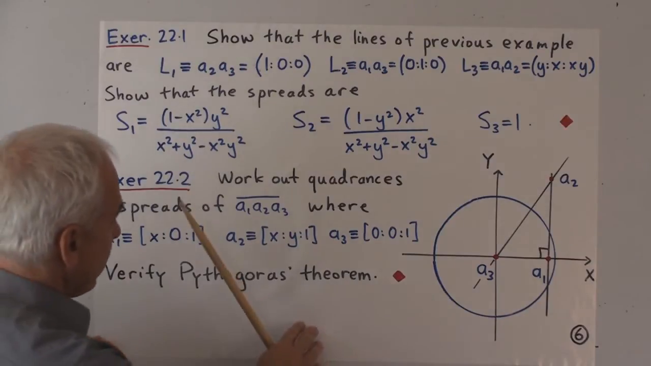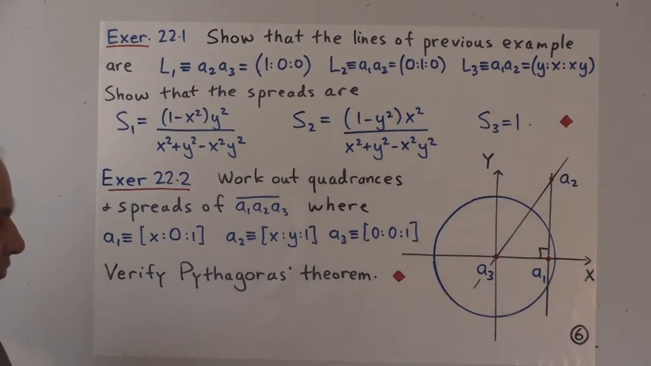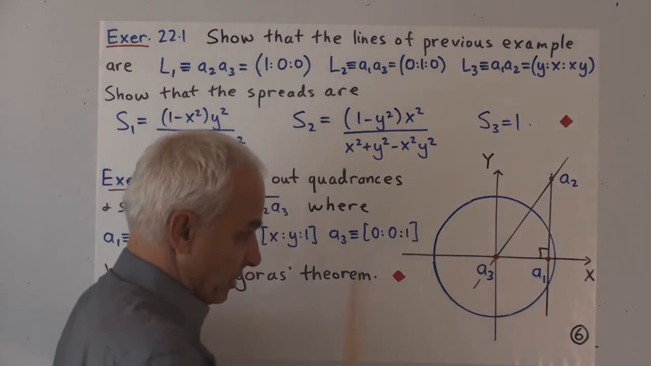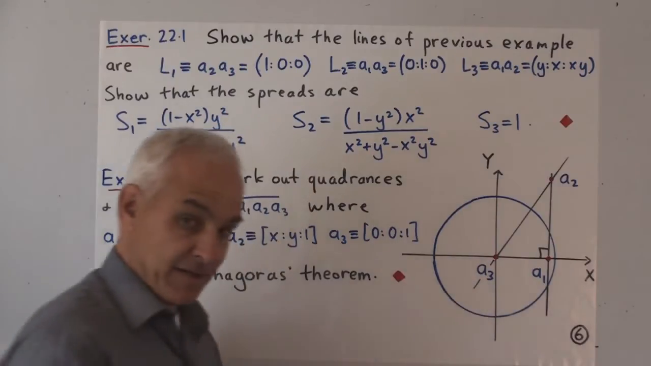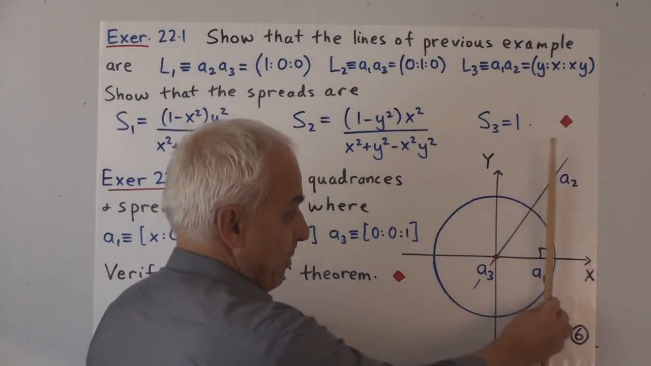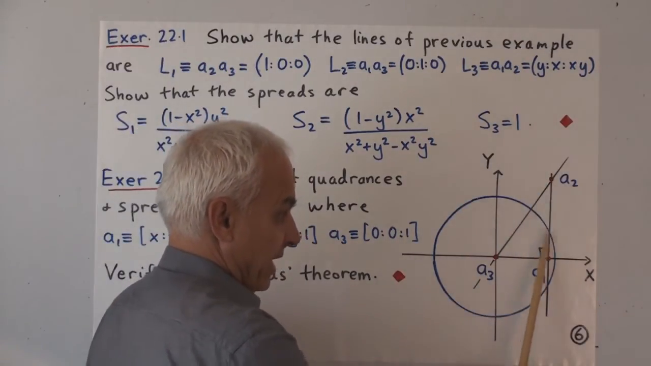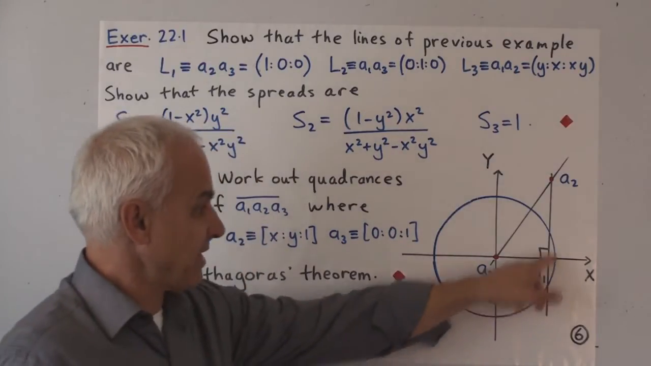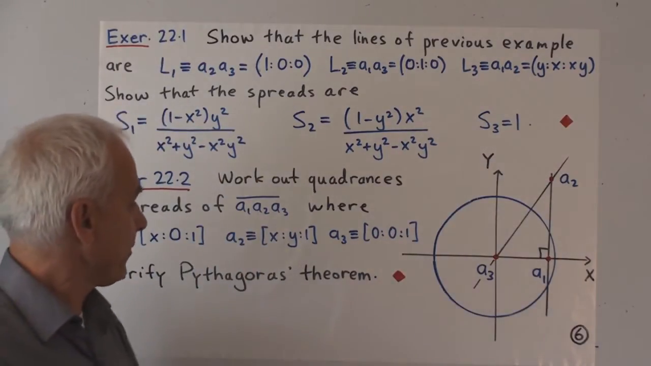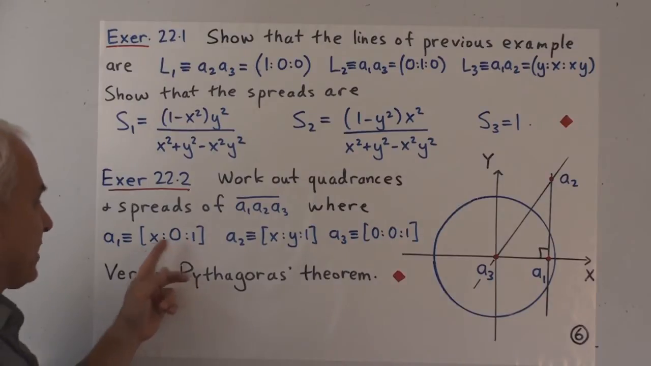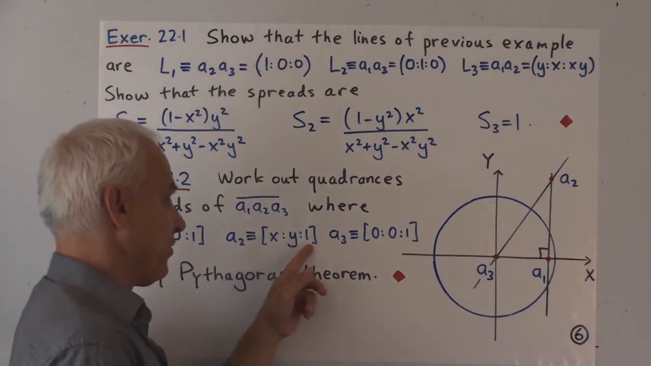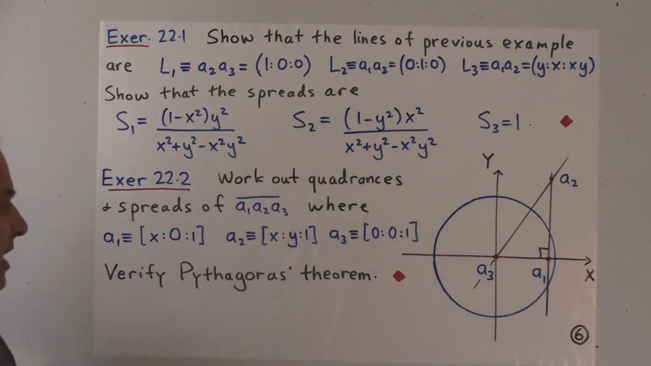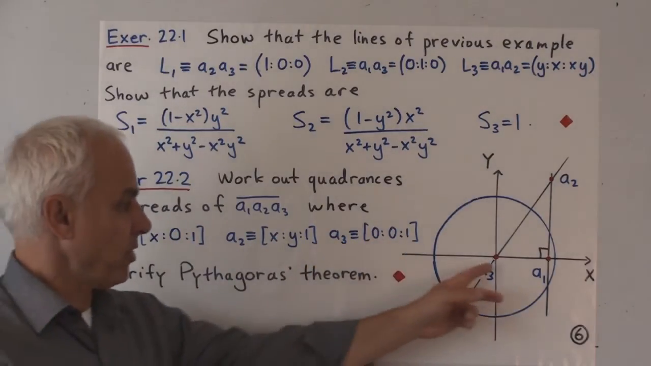Here's another exercise in the same kind of direction, where we're again choosing one point to be at the origin, another point somewhere on the x-axis, and the third point somewhere directly above that x-axis. In other words, a point that has the same x-coordinate as does A1. So A1 is [x : 0 : 1] for some x. A2 is [x : y : 1], where this x is the same as that x. And A3 is our origin point.